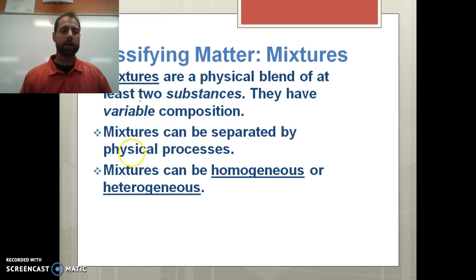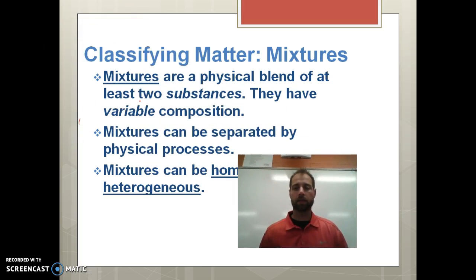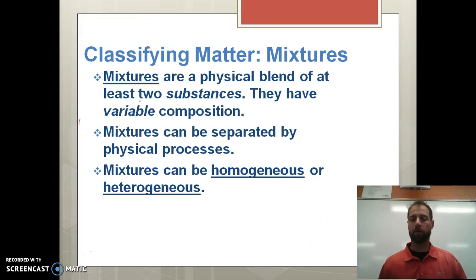The other big umbrella that we have for matter is mixtures. So mixtures are going to be a physical blend, no longer a chemical blend, a physical blend of at least 2 substances. And because we have a blend, it could have a variable composition, meaning it's going to change.